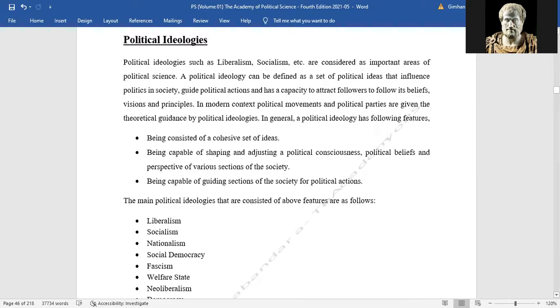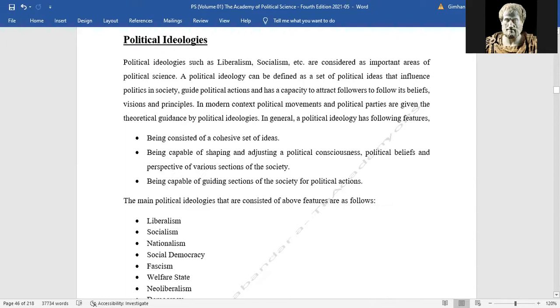Political ideologies. Political ideologies such as liberalism, socialism, etc., are considered important areas of political science. A political ideology can be defined as a set of political ideas that influence politics in a society, guide political actions, and have a capacity to attract followers to follow its beliefs, visions, and principles. In the modern context, political movements and political parties are given theoretical guidance by political ideologies.